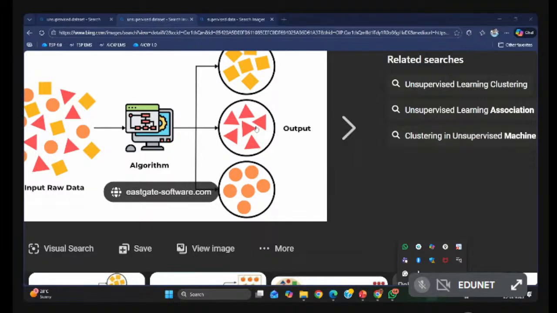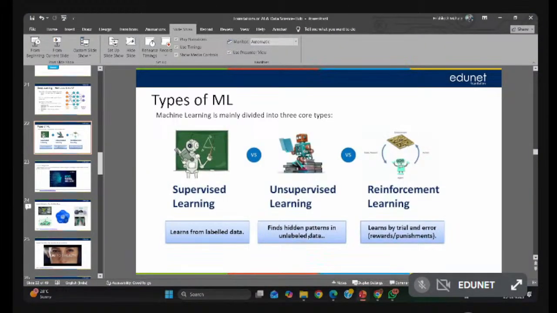So it means we are able to see that if this data belongs to one cluster, this one also belongs to one cluster, and this one also belongs to one cluster. So what do they follow? They follow the hidden pattern. So it is going to detect the hidden pattern. Are you getting my point? And then what? The third one is reinforcement.